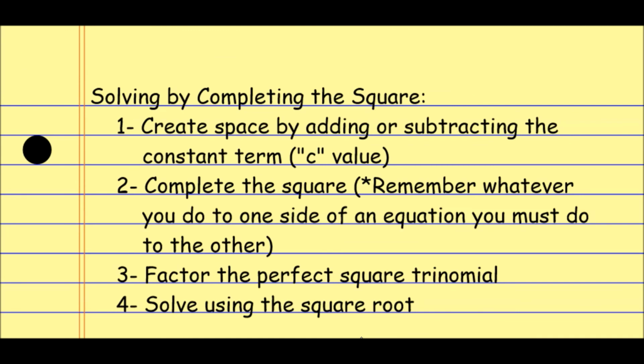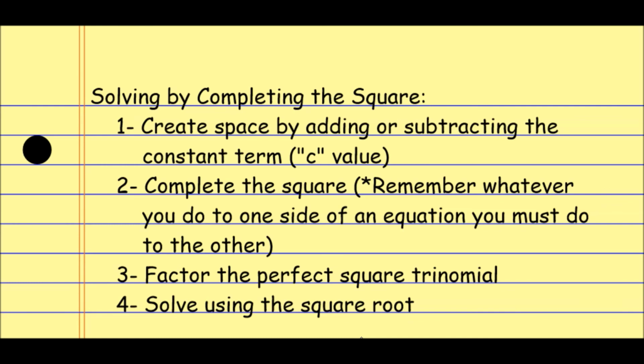So solving by completing the square, I'll have this quadratic equal to something. What I want to do is pick a c value that creates a perfect square trinomial. So step 1 is I'm going to create space. I say create space, and I literally will create space. I'm going to create a blank space in my equation where I'm going to pick the c value that I want. I'm going to pick the number that makes this thing a perfect square trinomial. I'm going to do what I did in the previous examples.